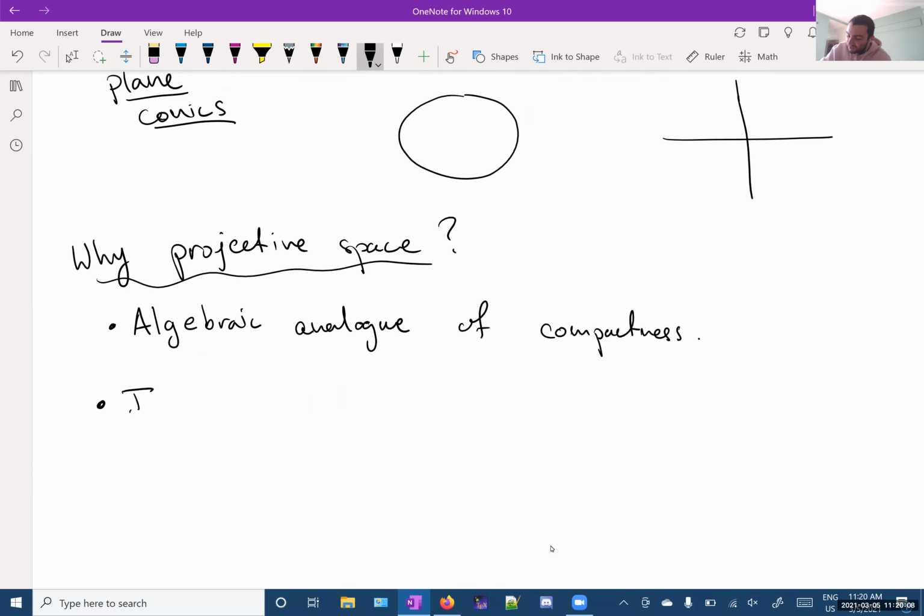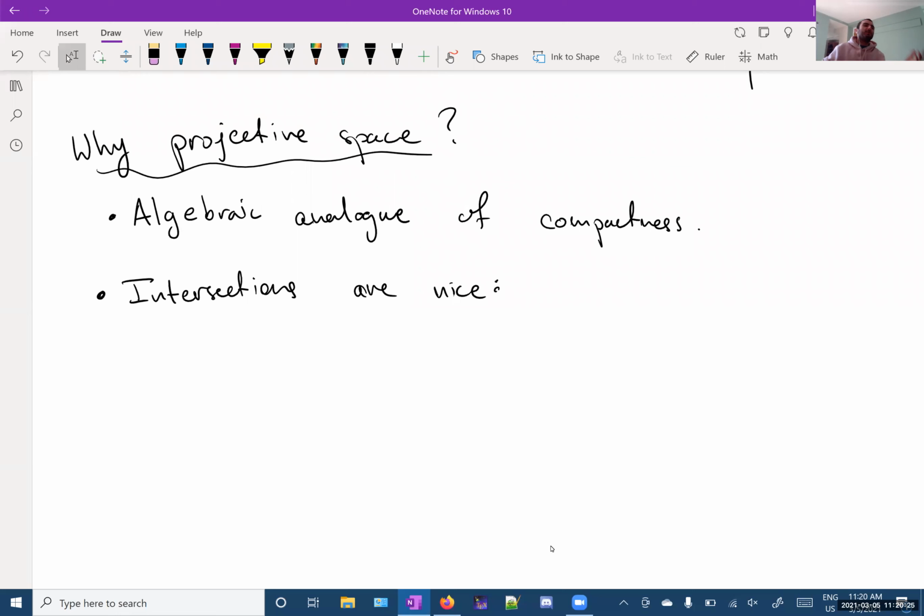The other thing is that intersections are nice. Okay, so what do I mean by this? So what do I mean by intersections are nice? I mean, curves and surfaces and things like this, they always intersect in the way that one would sort of hope for when we're studying polynomials. So for example, two lines always intersect at one point.